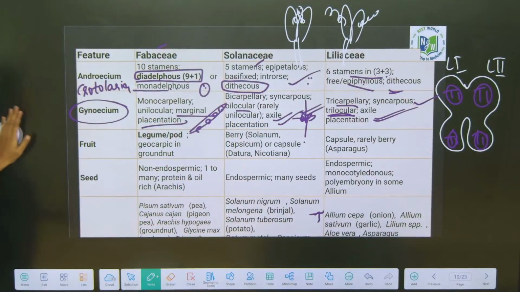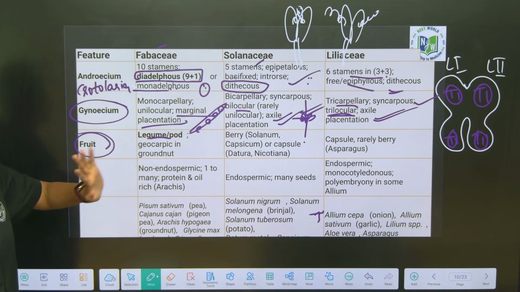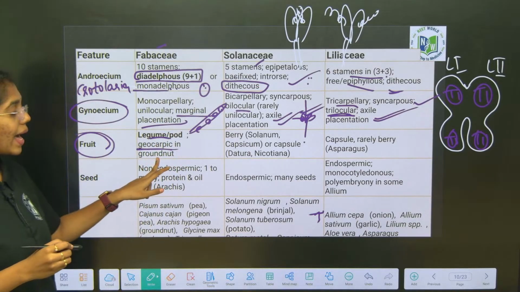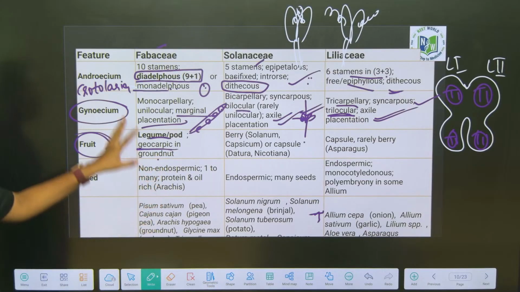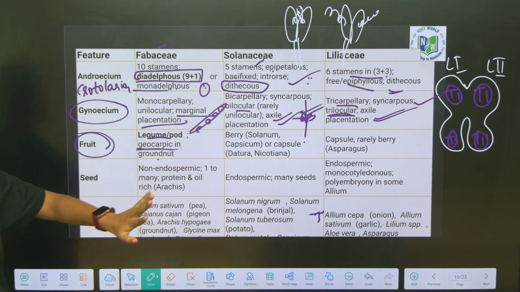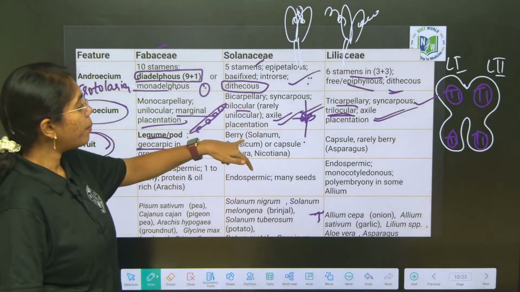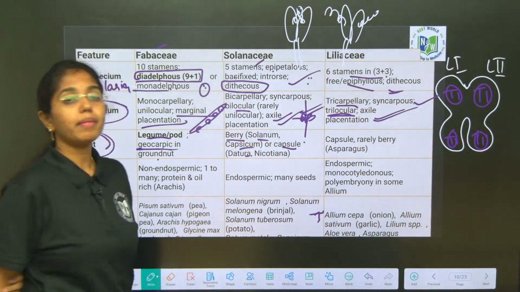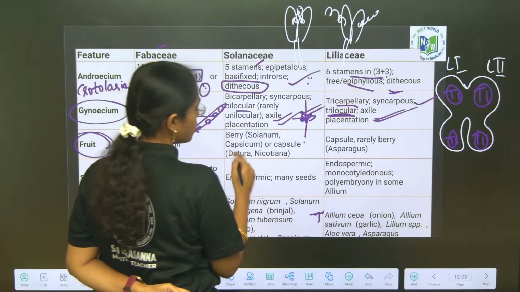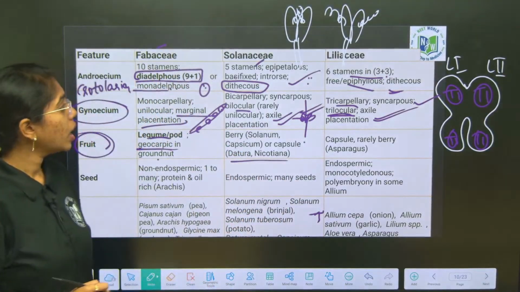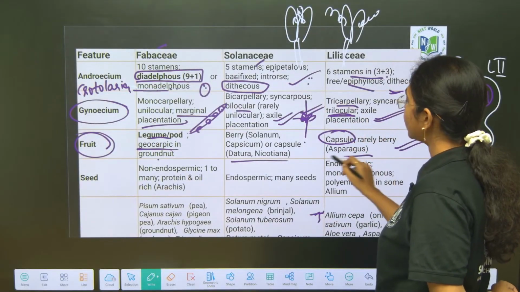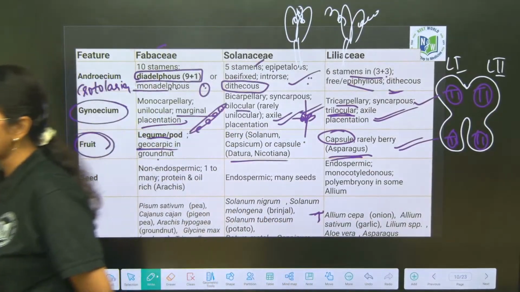This is about Gynoecium. Next is fruit. Here you can see legume or pod fruit, which is geocarpic, that grows in groundnut, Arachis hypogaea. That type of fruit you can see in Fabaceae members, legume or pod type. Next in Solanaceae, you see berry or capsule type of fruits. Berry, examples are Solanum and capsicum. Capsule, examples are Datura and Nicotiana. Then Liliaceae members, capsule, rarely berry type of fruit. Example is asparagus.